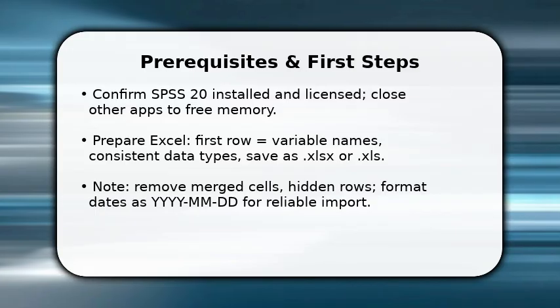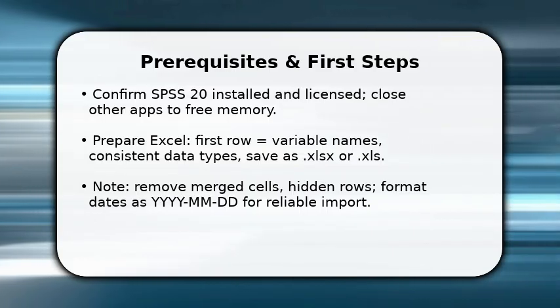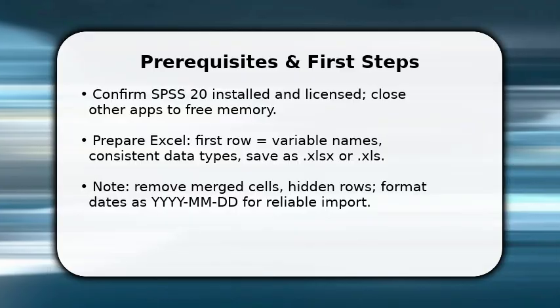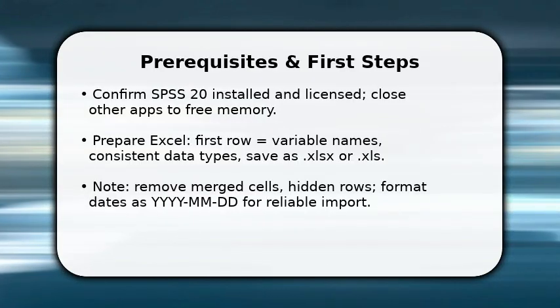You start by verifying SPSS 20 is installed and you have the Excel file ready. Open SPSS, then in Excel ensure the first row contains clean variable names and consistent types. Remove merged cells and hidden rows so SPSS reads columns correctly. Once done, save a copy as XLSX or XLS and close Excel to avoid file lock conflicts.